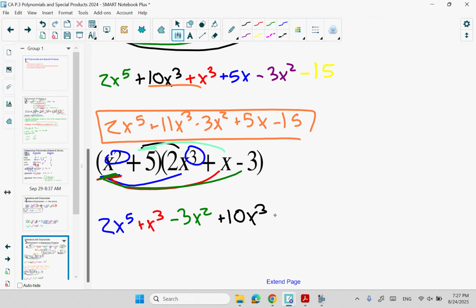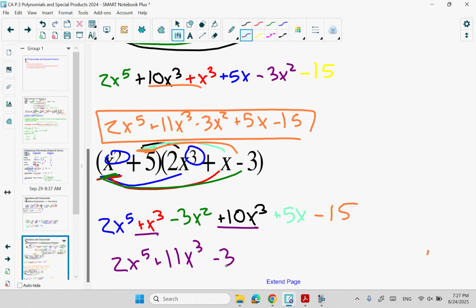5 times x is going to give me 5x. 5 times negative 3 is negative 15. Now, of course, I can just go through and combine like terms. Let's see. We have x cubed and the 10x cubed. Looks like it as well. So 2x to the fifth plus 11x cubed minus 3x squared plus 5x minus 15.